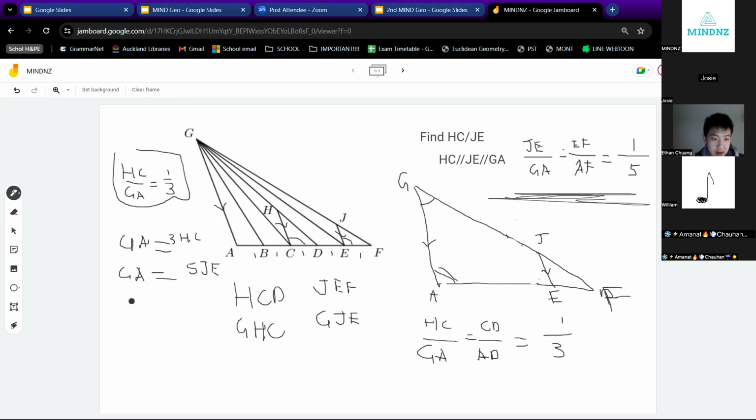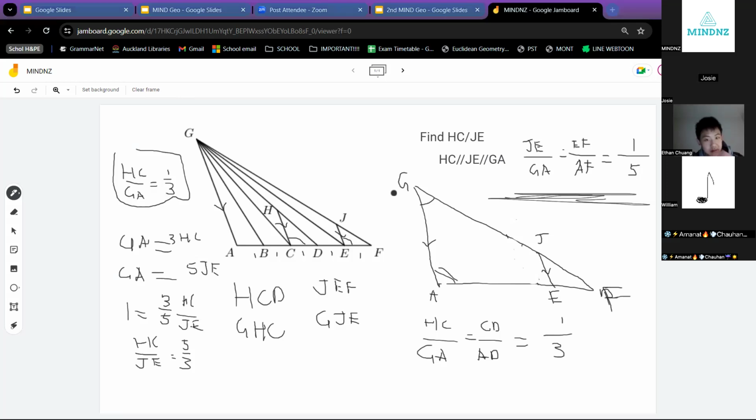So then if you divide one equation by the other equation, you get 1 equals 3 times HC over 5 times JE. So then we know that HC over JE equals 5 over 3. Does everyone kind of understand that? Did everyone follow along? Yeah?